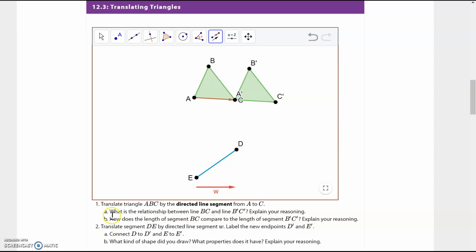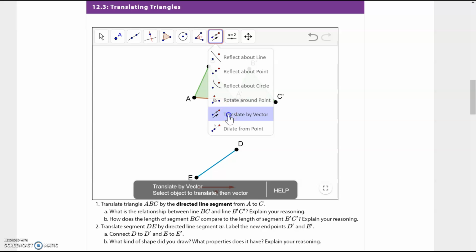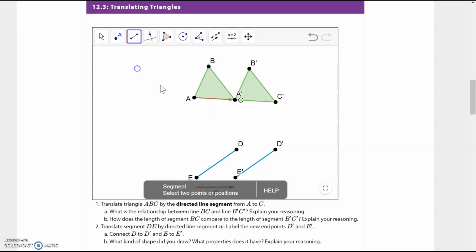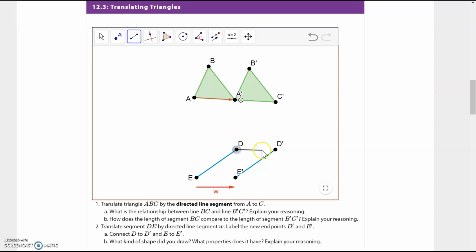Now, if we go on to number 2 here, translate segment DE by directed line segment W. Okay, so I'm going to translate DE by directed line segment W. There it is. It becomes D prime, E prime. Now I want to connect D to D prime. So I'm going to draw a segment connecting D to D prime and E to E prime.